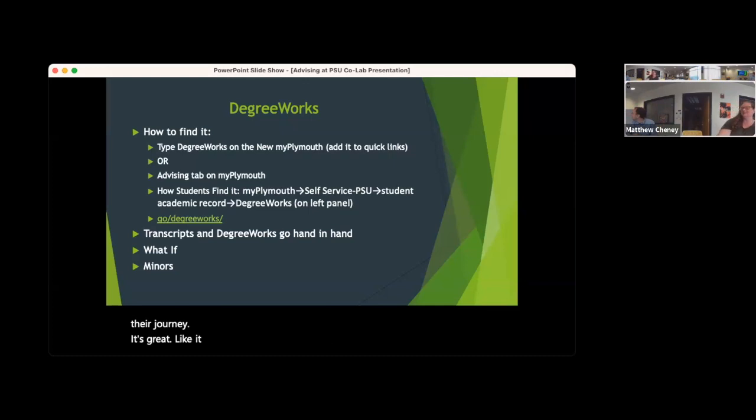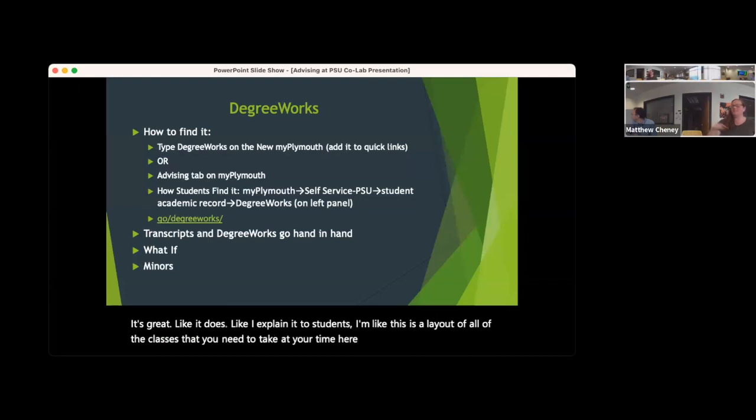I explain it to students like this: this is a layout of all of the classes that you need to take at your time here at Plymouth, and it's a checklist of the ones that you have taken, just to make sure you're on track to graduate on time. So it is a tool that I open up with every student, especially during registration time.